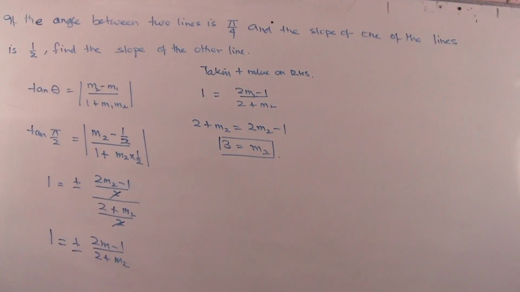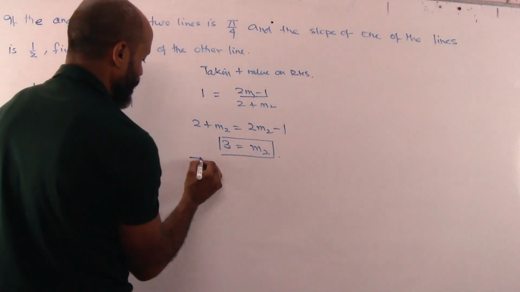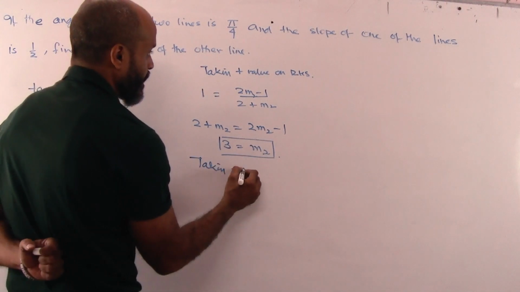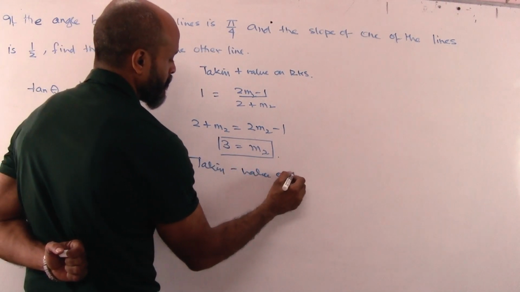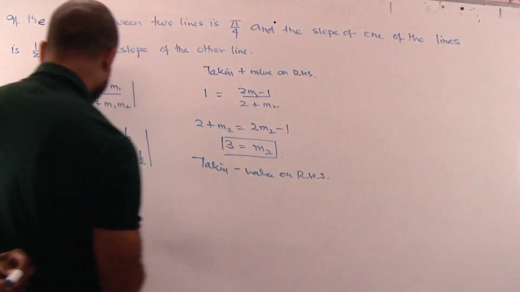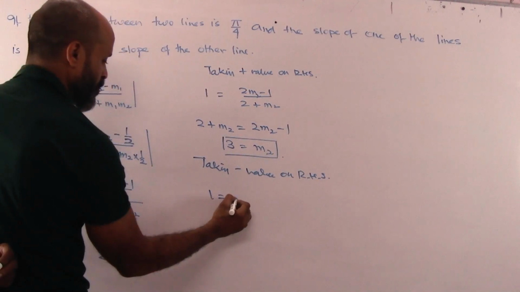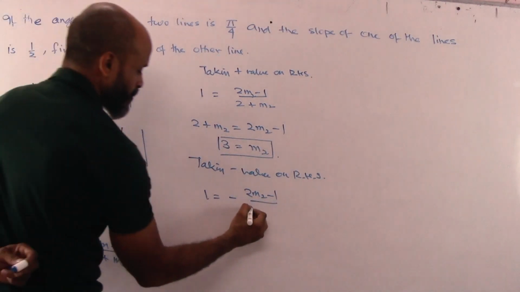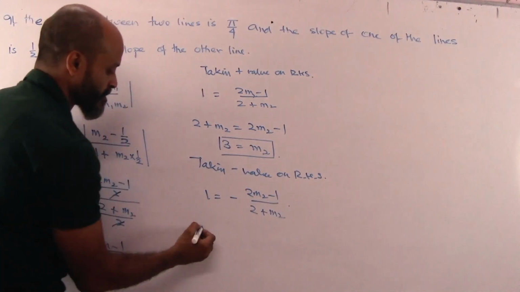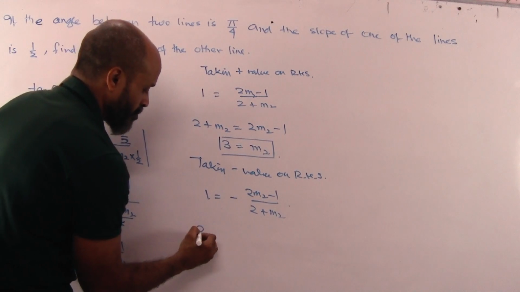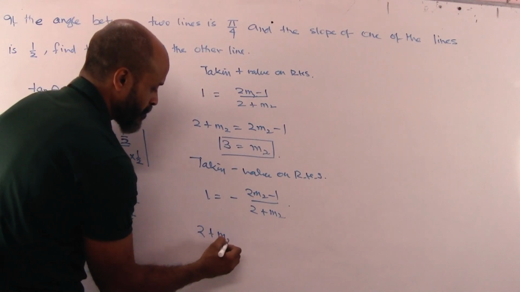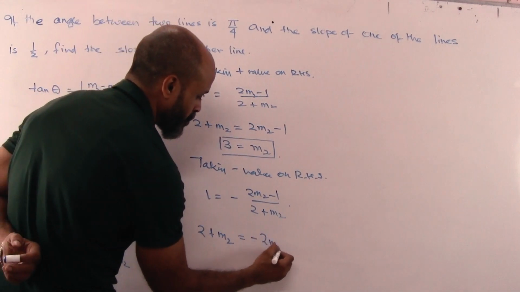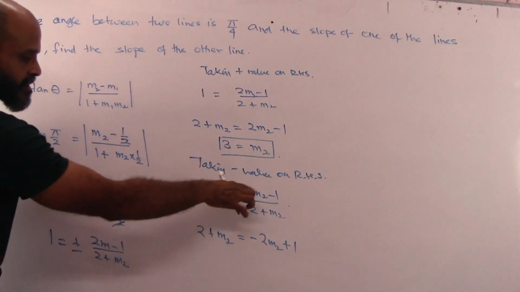Okay. And if we happen to take the negative values, taking negative value on RHS. So what do we have here? 1 is equal to minus 2m2 minus 1 upon 2 plus m2. So this will be how much? 2 plus m2 is equal to minus 2m2 plus 1. Obviously this minus gets cancelled.